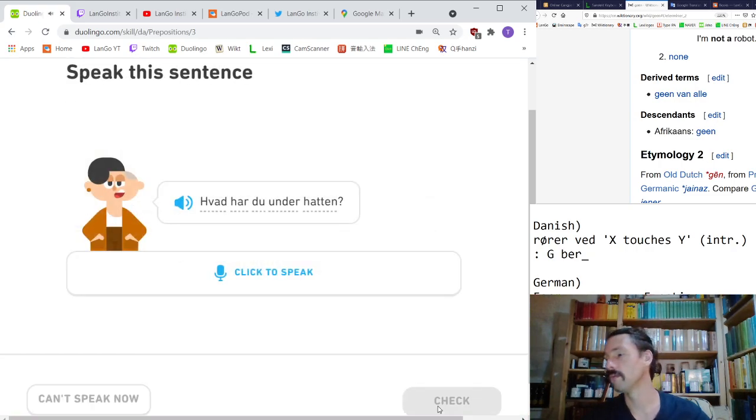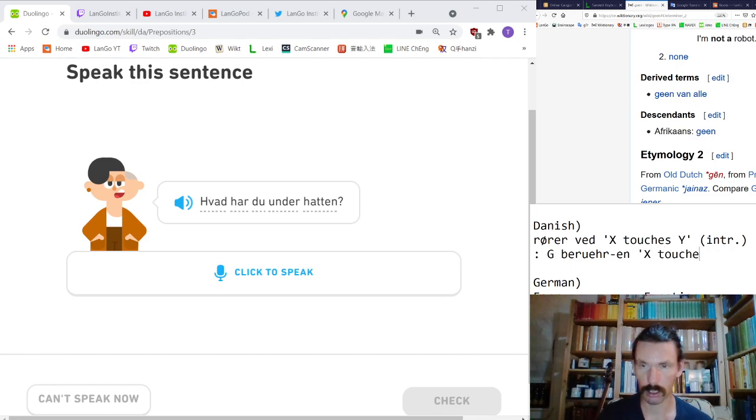Hvad har du under hatten? Rohren, yeah. Feels like a word. I don't know verb rohren. I know das Rohr is a pipe. Berühren is to touch. And it's written with H. Berühren is the spelling. And this one's transitive. X touches Y.